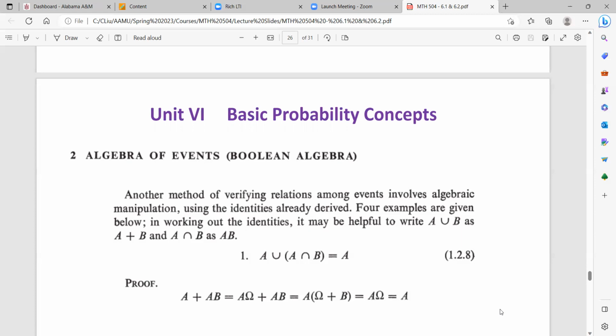So for example, let's start from a simple example. You can see how we can proceed with it. So the key is you change the union as plus and the intersection as multiplication or nothing. Okay. So for example, if we want to show that A union with A intersecting B equals A itself, then if you change the union to addition and intersecting as multiplication, we get A plus AB on the left-hand side.